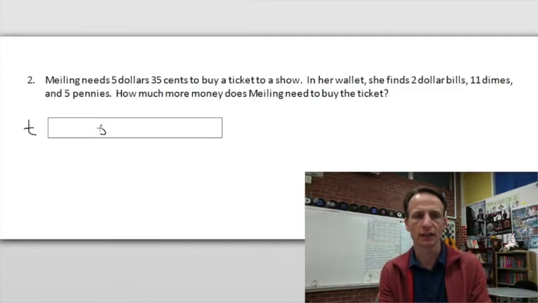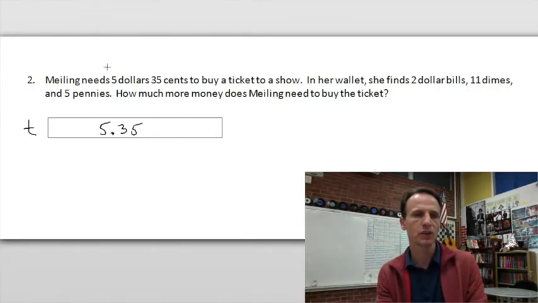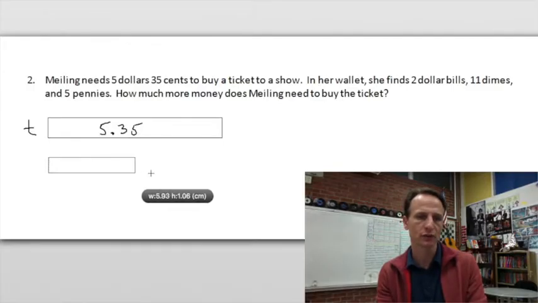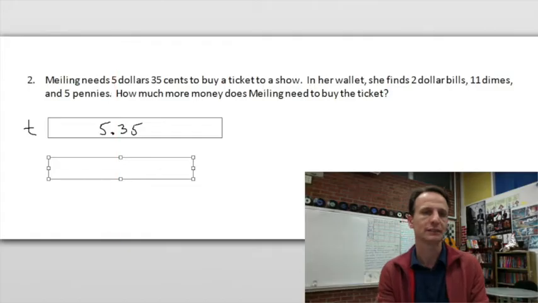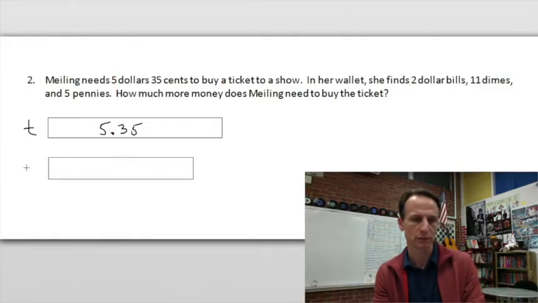The ticket is $5.35, which I'm just going to write as a decimal there. And now what does she have? We know she doesn't have enough, so I'm just going to make her tape shorter. Although I don't know exactly how much she's missing, so it's not proportionate.